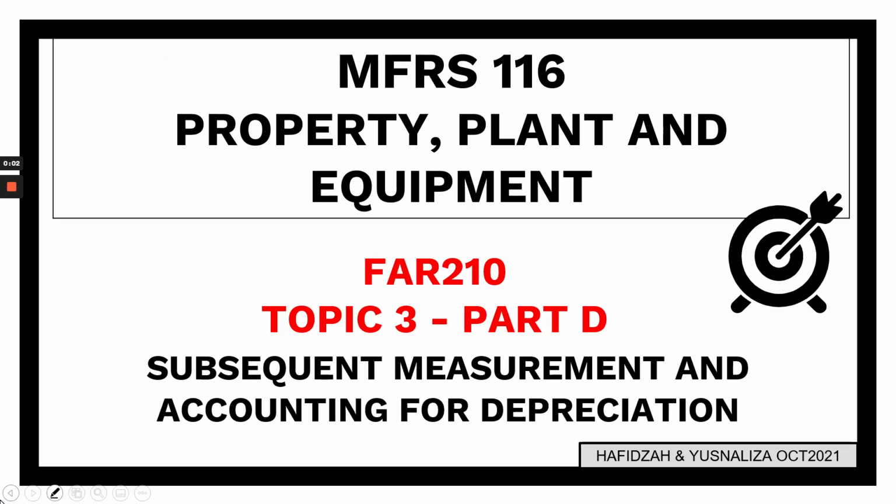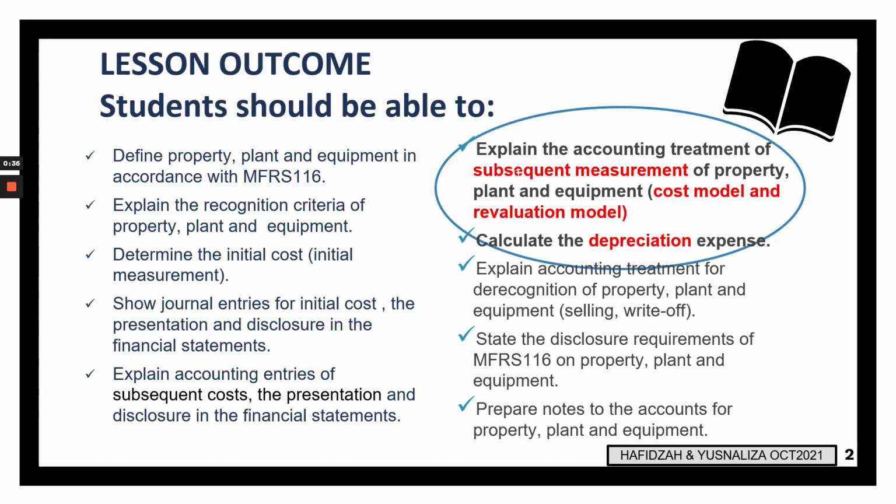Assalamualaikum and hi everyone. This is the MFRS 116 Property, Plant and Equipment learning session, and in this session we are going to learn part D of this journey, which is subsequent measurement and accounting for depreciation. This is the first part of the video for part D, and please do watch the remaining parts that will follow. So let's start with subsequent measurement and accounting for depreciation.